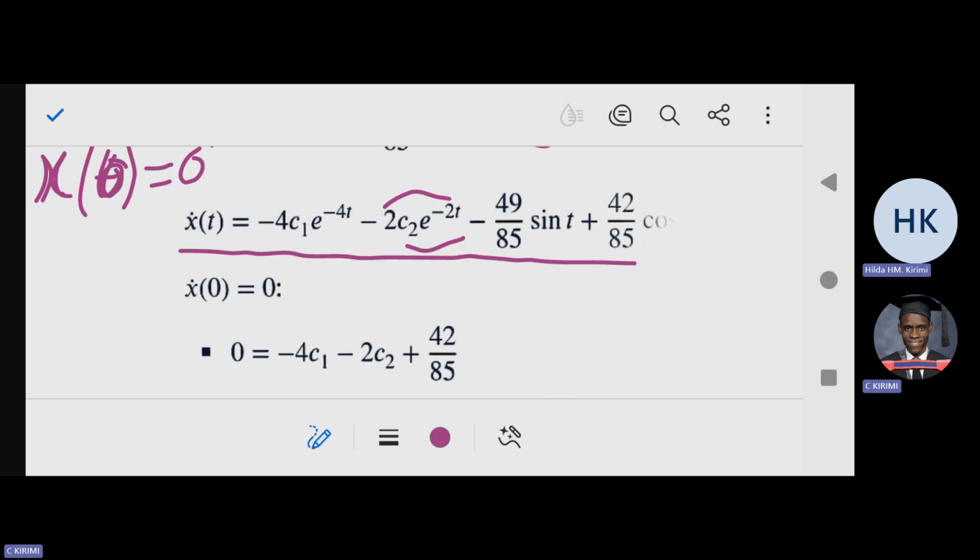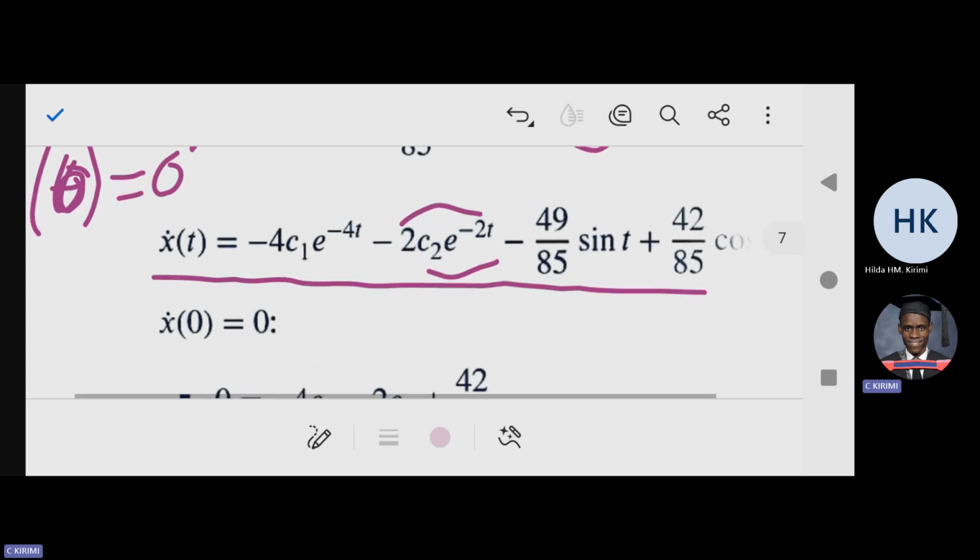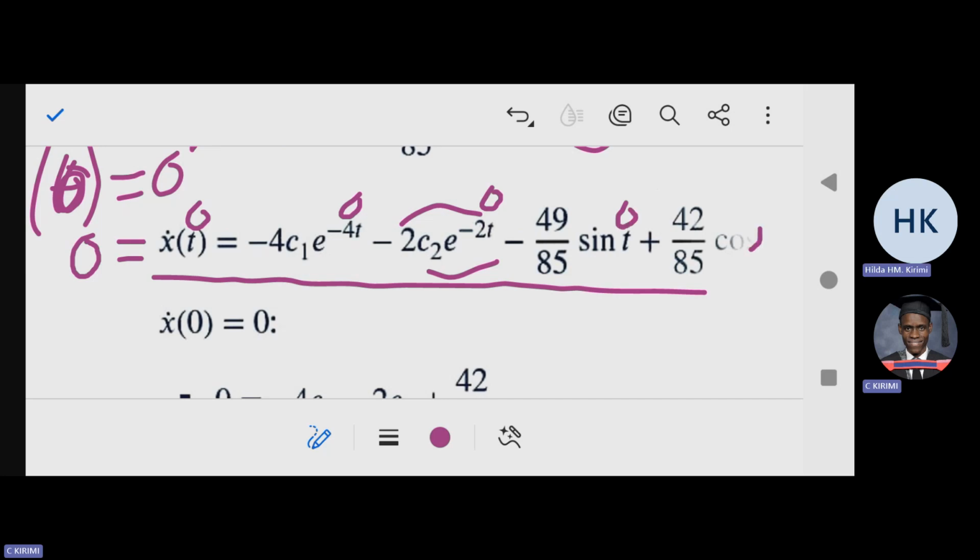Then you substitute 0, so time t naught. Where there is t, I must put a 0. At time 0, this t, I put a 0. This t, I put a 0. Cos t, which means another 0. Just 42 over 85.